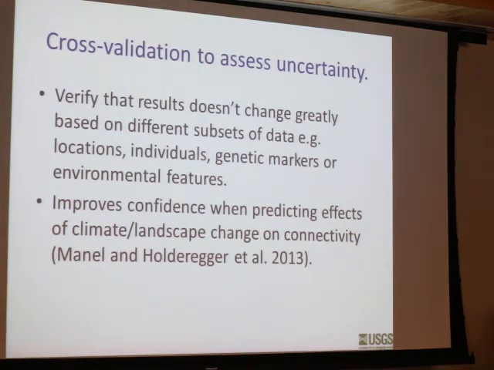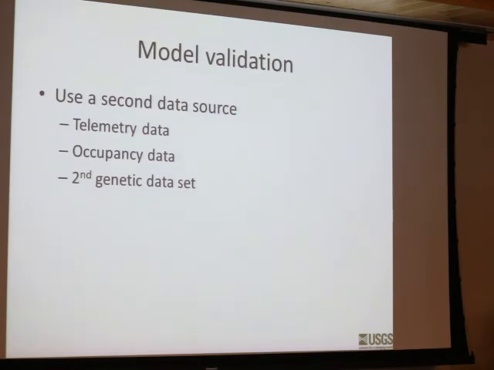And basically that's just allowing you to check that your results don't change greatly based on your sample design and what you've actually sampled. So that's one way to improve your confidence in results. You can also use a second data source, which I think is the best way to go if you can possibly do it. Again, this might be more expensive, but if you're making big management decisions on the basis of just one kind of data, even if it's just a little bit of data, you usually feel a little bit better about it.